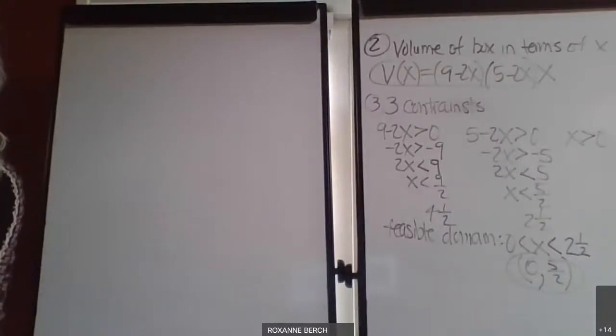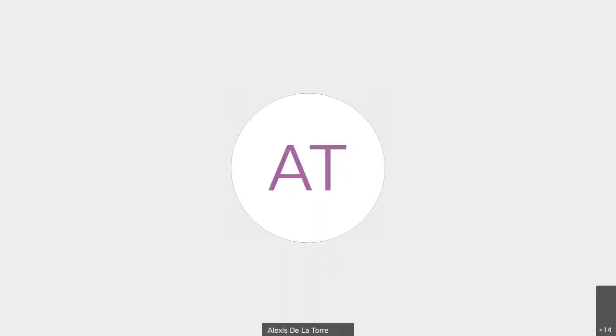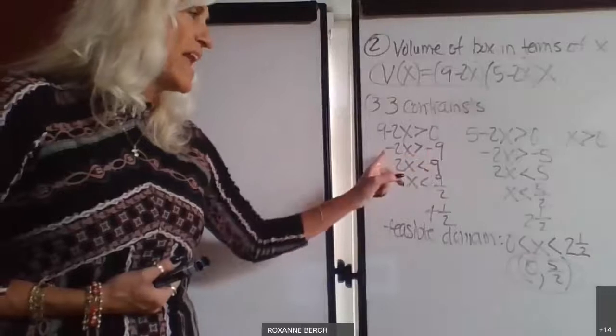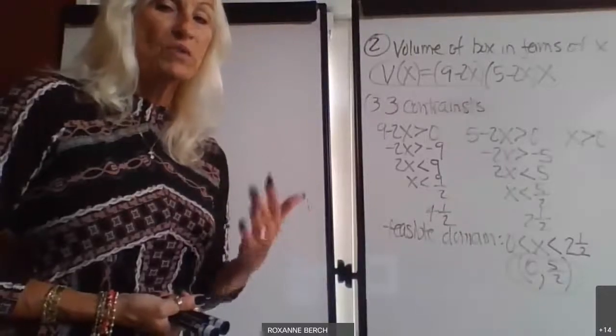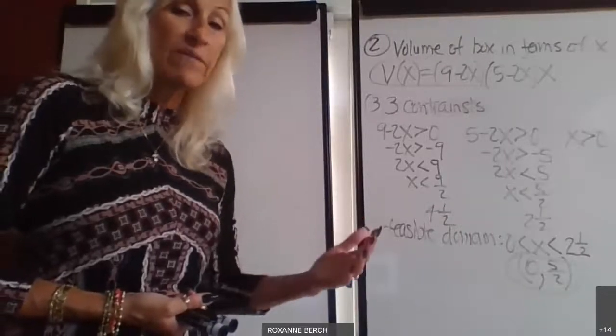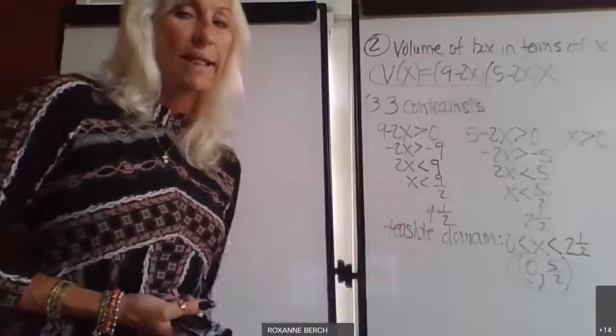Ms. Birch, I have a question. Why are you flipping the sign on the third? The symbol? Yeah, the symbol. When you multiply both sides by a negative, you always flip the symbol. So the rule says that if you multiply or divide both sides of an inequality by a negative, you have to flip the symbol. All right. Thank you.